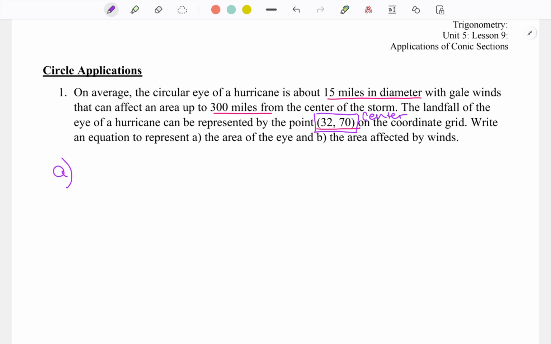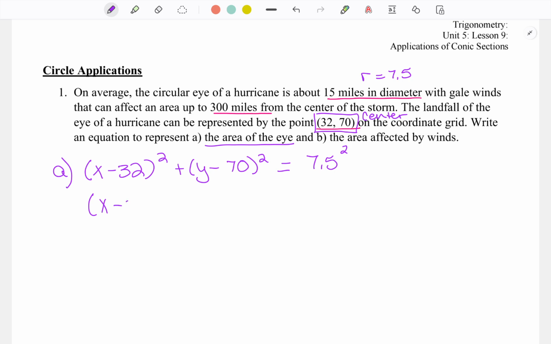So for part A, we will have x minus 32 squared plus y minus 70 squared. And then we are going to need our radius. So this is for the eye. We know that the eye is 15 miles in diameter, so half of that is 7.5. So we'll need 7.5 squared, which is 56.25.